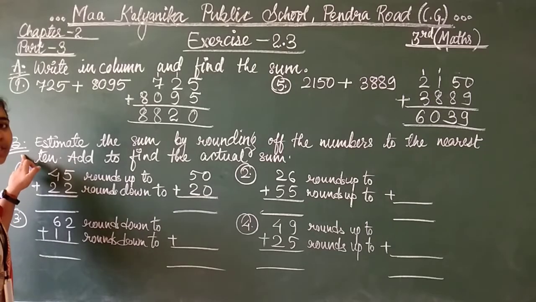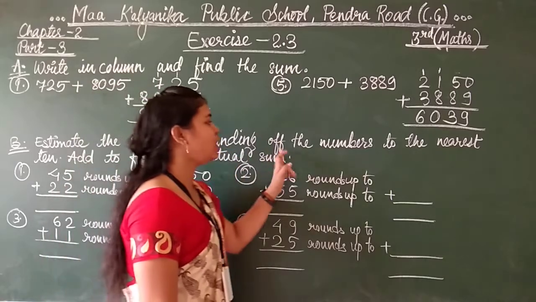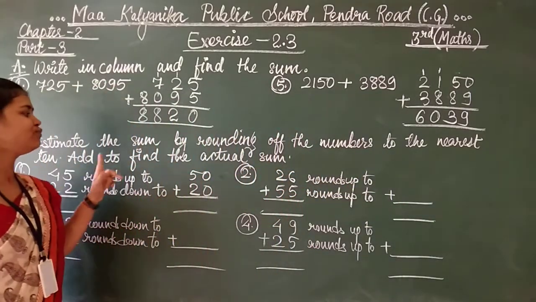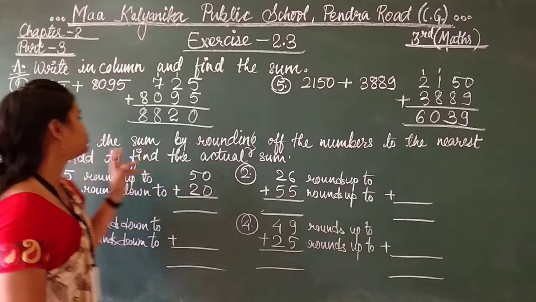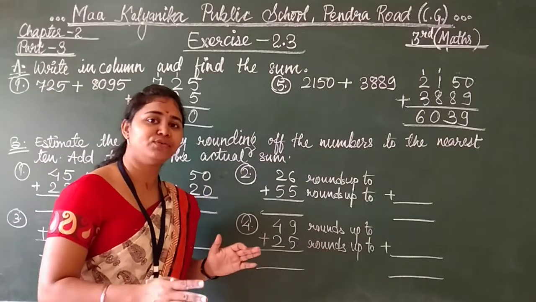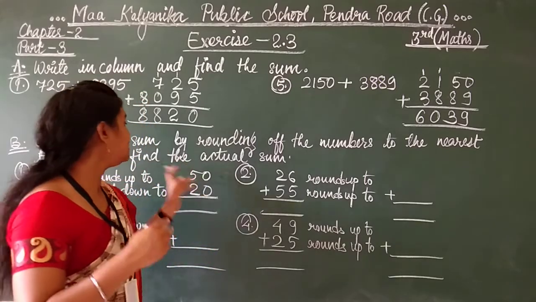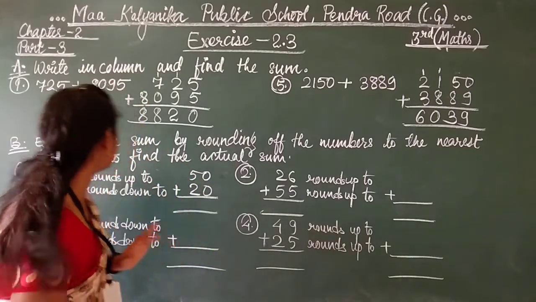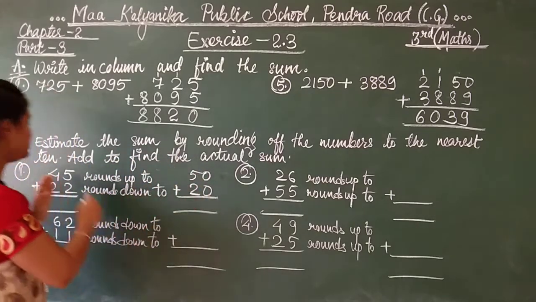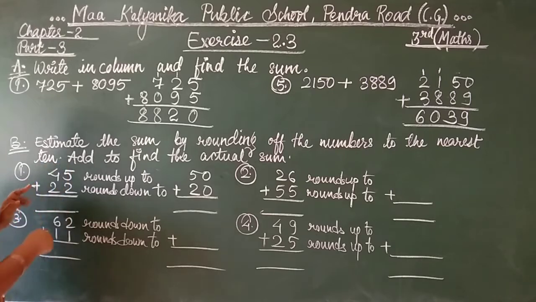So see, what is question number B? Estimate the sum by rounding off the numbers to the nearest 10 and find the actual sum. So you have to round up the numbers to the nearest 10 and then you have to find the sum. Then you have to find even the actual sum also. So see students, this is the given number, you have to round it off. First one is done, how to round off, but the sum is not given. So first we should add.